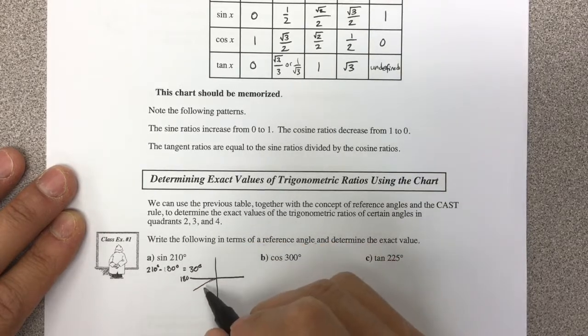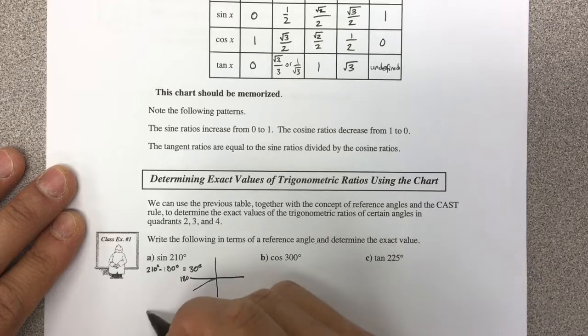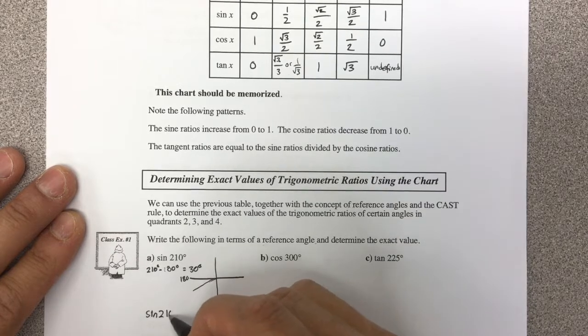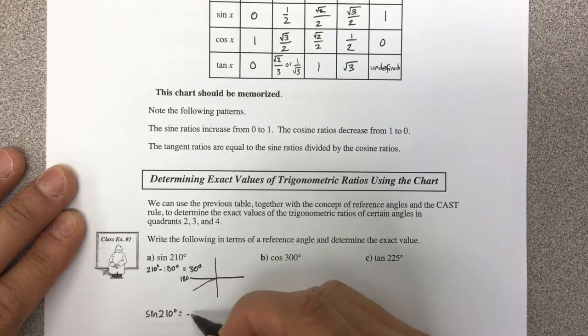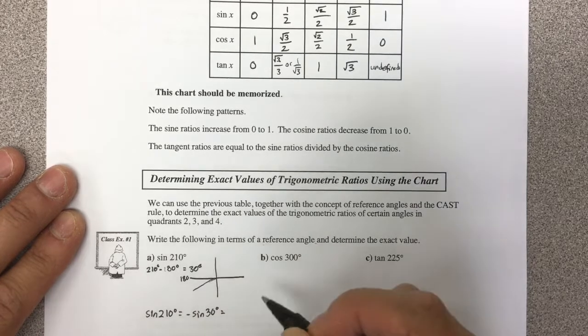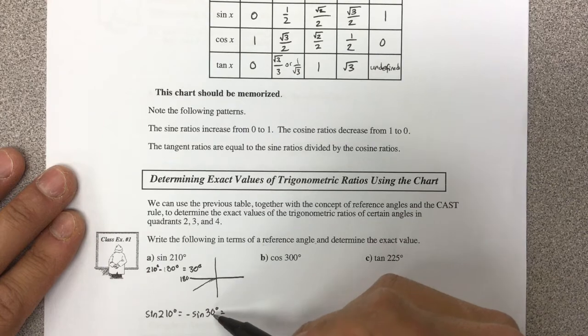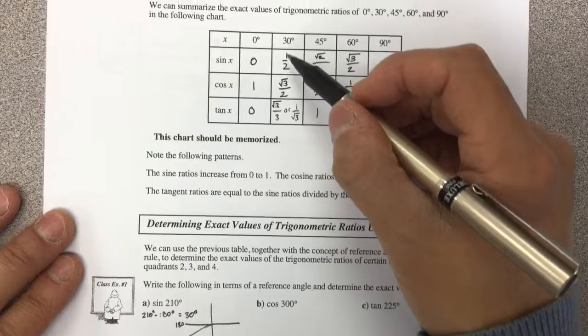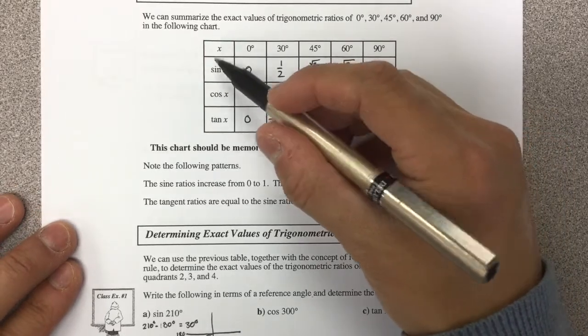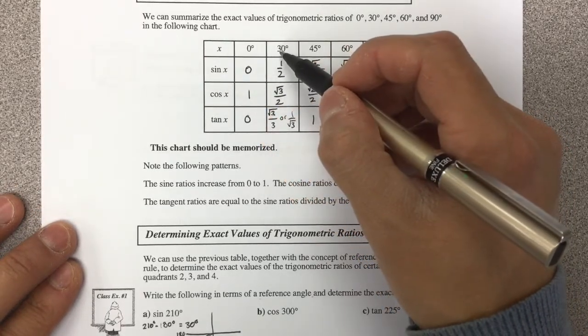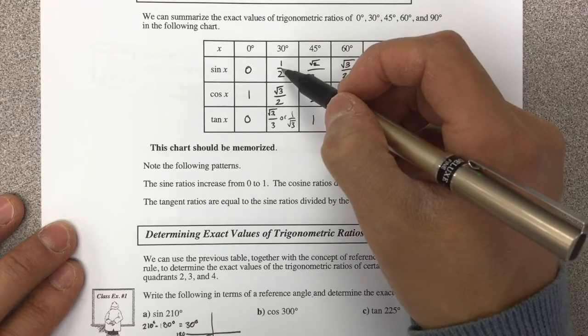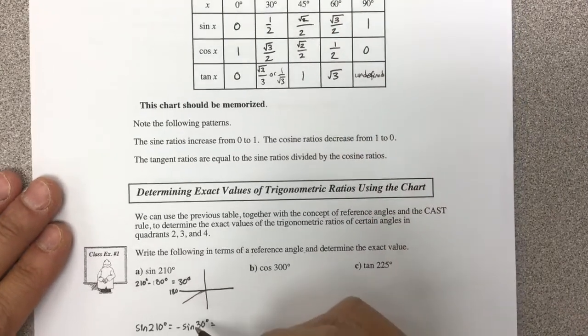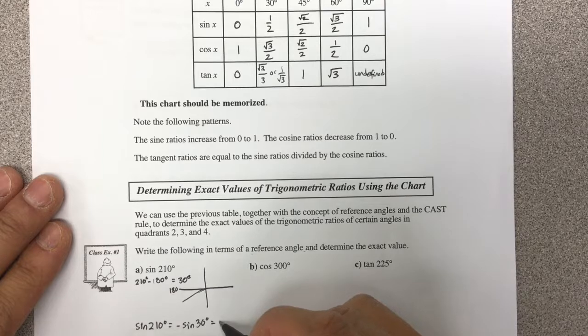And in this quadrant, the sine ratio is negative. So sine 210 degrees is equal to negative sine 30 degrees. Now, if I look at what sine 30 degrees corresponds to with my chart here, sine x, where x is the angle, sine 30 corresponds to a value of 1/2. But since it's negative sine 30, this is going to correspond to negative 1/2.